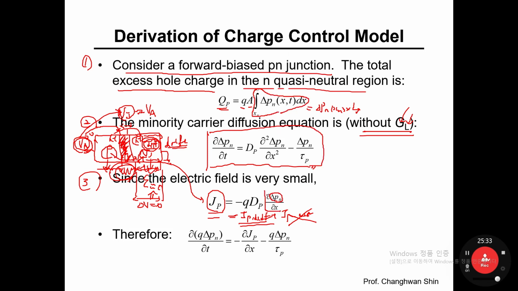So here, delta p sub n. I'm talking about the n side. This slope, the value of the first derivative of delta p sub n, corresponds to the concentration gradient. This concentration gradient times the diffusion constant times the charge indicates the hole current density. Let me name this equation number 1, and this one equation number 2.